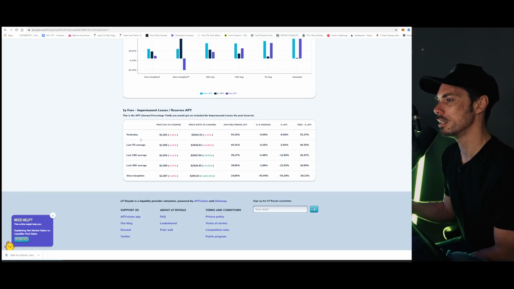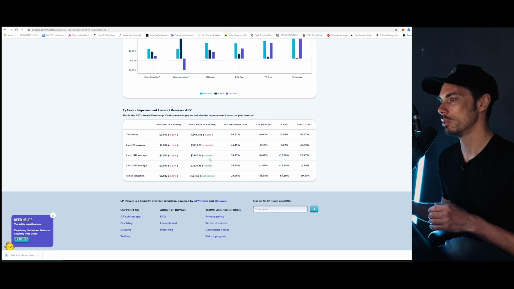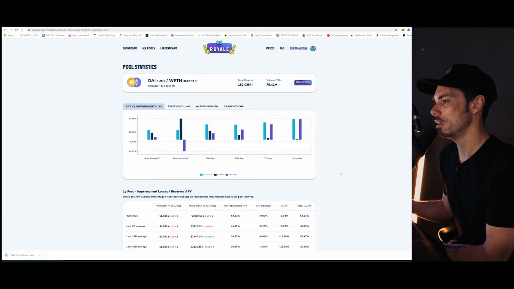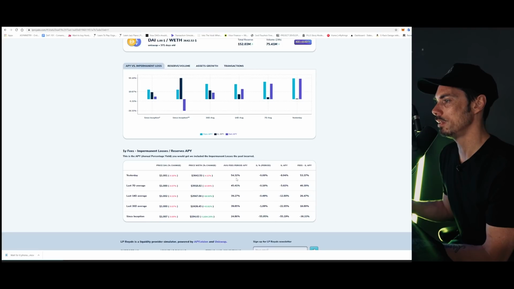If we're looking at the statistics here, the price of DAI doesn't fluctuate very much. The price of wheat is down 4% since yesterday, 10% over the last 7 days. But the funny thing is, we feel bearish, but over the last 14 days we're up 18.5%. Wow, don't things move fast? So we can look at the average fees over that period, APY 54.32%. IL, see, the IL doesn't look that bad, to be honest.